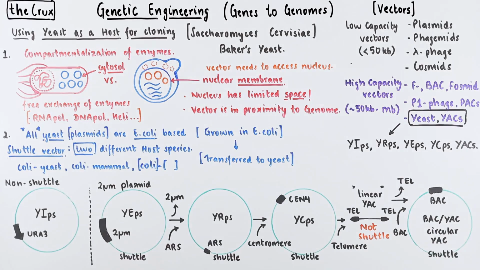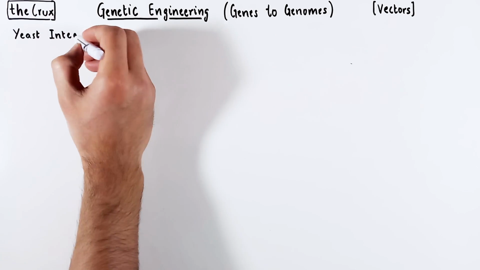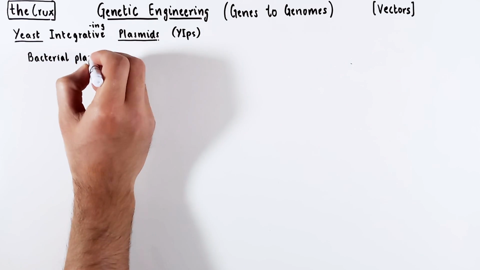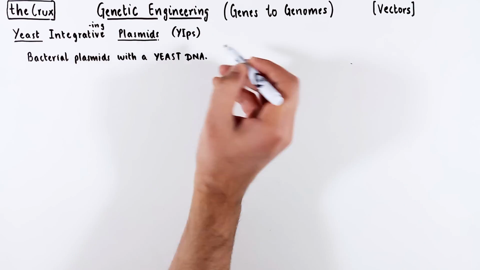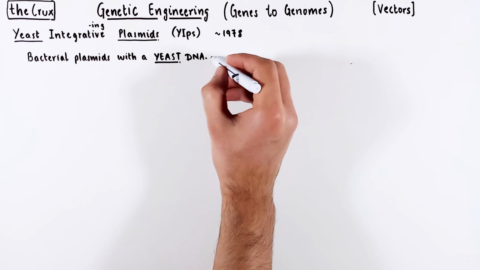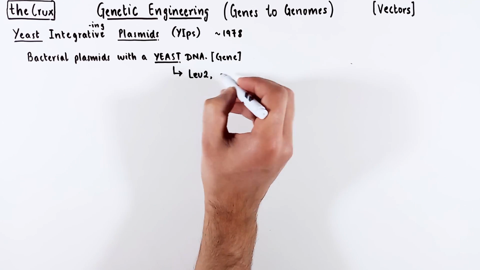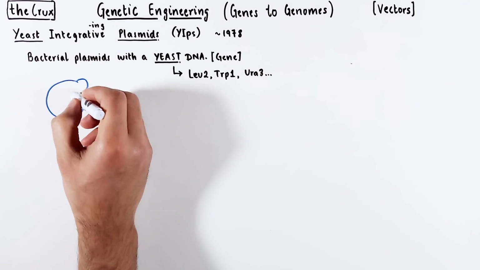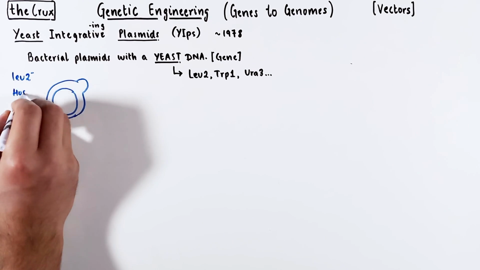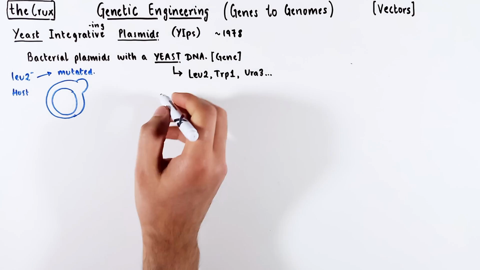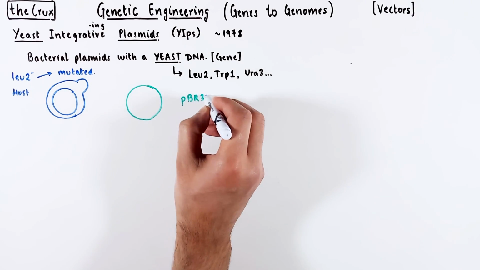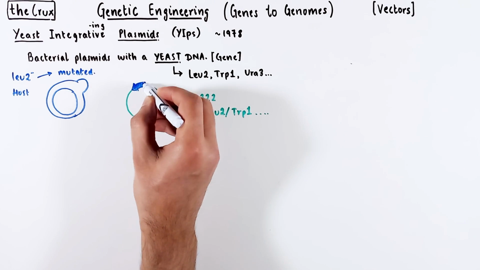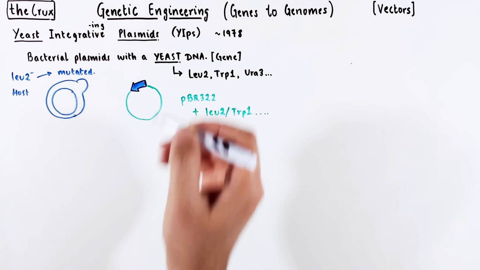Let's dive into their details, starting with the yeast integrative or integrating plasmids. These are just bacterial plasmids with some yeast DNA. They were discovered or invented when scientists were trying to figure out yeast transformations. The DNA in question was typically a gene, which is also an auxotrophic marker. Same principles again, that you need a host with a mutated gene. The LEU2 is involved in making the leucine amino acid, so unless you feed the yeast leucine, it cannot make leucine by itself. The original experiments were simple in that they took a pBR322 plasmid and inserted the marker genes in this plasmid.